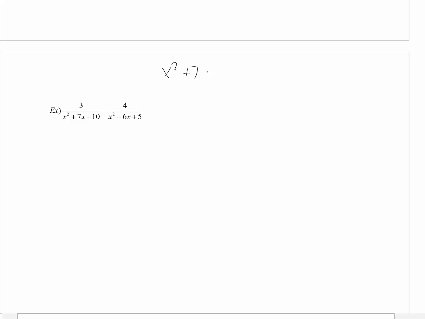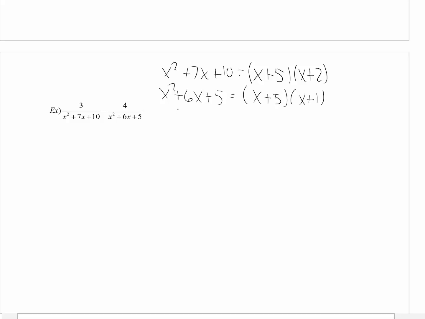Well, x squared plus 7x plus 10. Factors of 10 that add up to be 7, that's 5 and 2. And then looking at x squared plus 6x plus 5, factors of 5 that add up to be 6 are positive 5 and 1. So the LCD here is x plus 5 times x plus 2 times x plus 1.